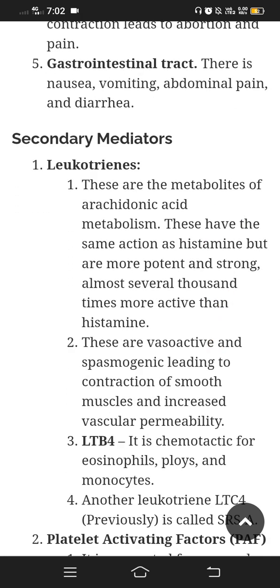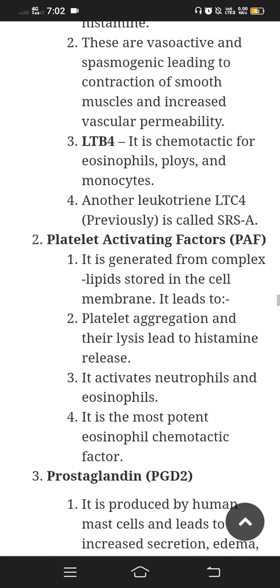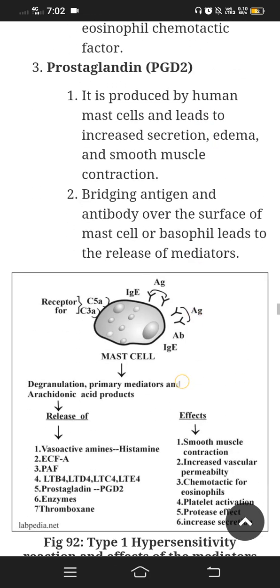Leukotrienes, platelet activating factor, prostaglandin.